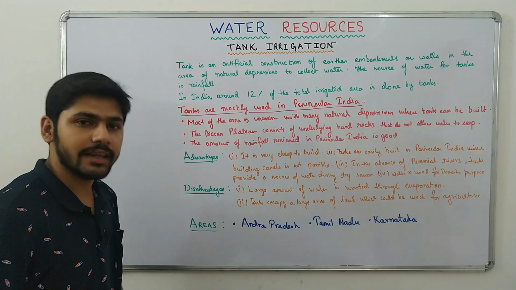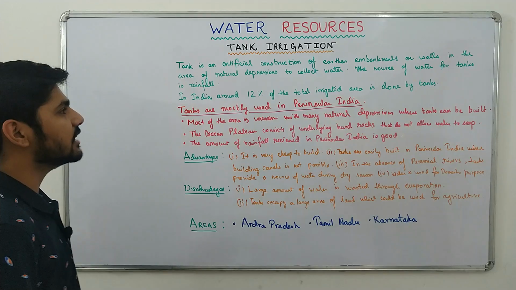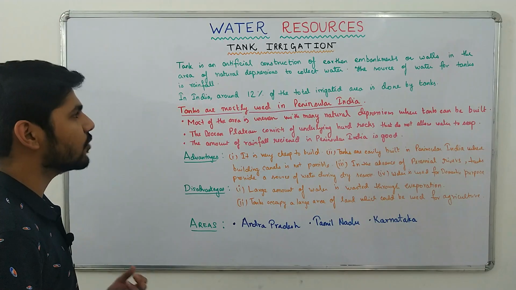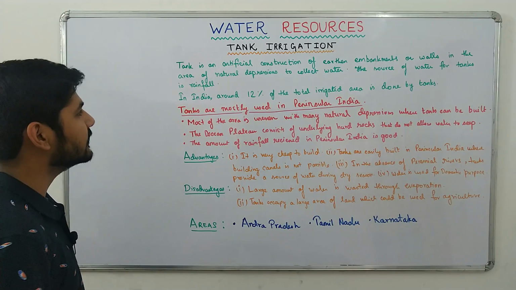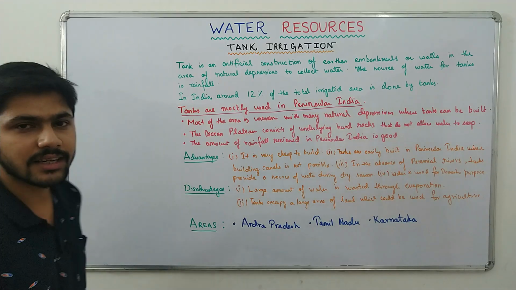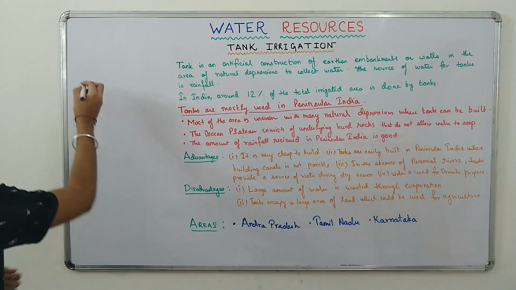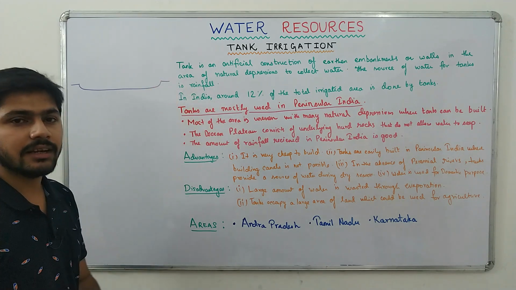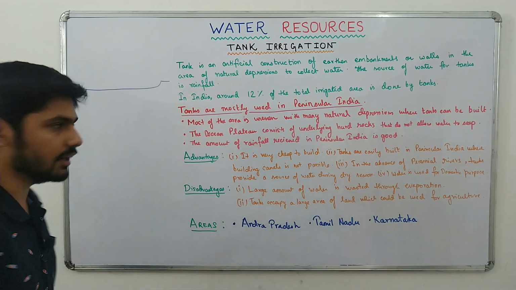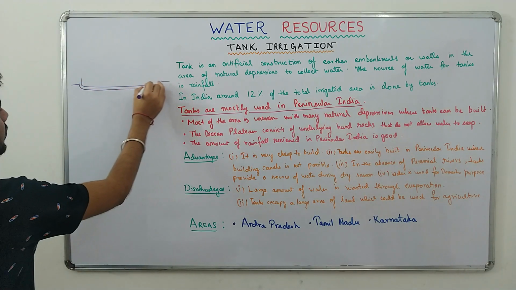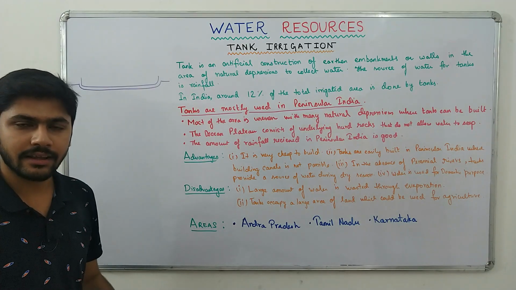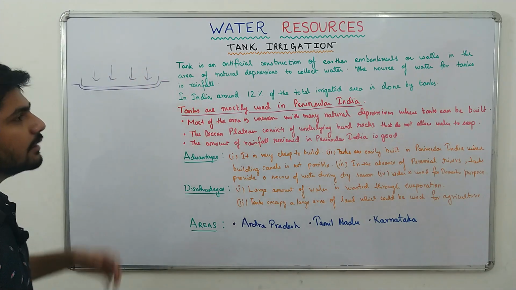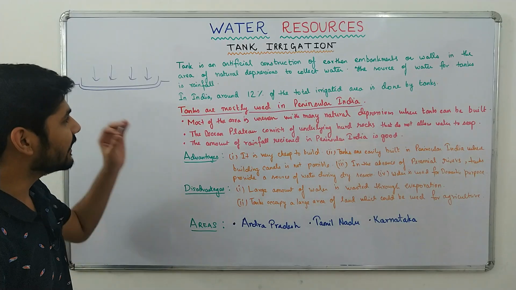Moving on to tank irrigation. Tank is an artificial construction of earthen embankments or walls in the area of natural depressions to collect water. The source of water for tanks is rainfall. So how are tanks constructed? Say there is a natural depression like this. Over this natural depression, embankments or walls are constructed like this, and hence a tank is created and water is stored in these tanks. The main source of water for these tanks is rainfall.